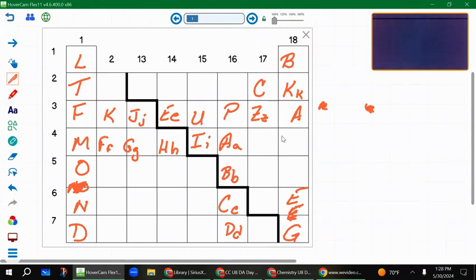LL is a halogen in the same period as G. Where are halogens? 17. Same period of G means down here. I had a person who struggled with that this morning. Why? Well, periods go up and down, right? No, they don't. Periods go across.